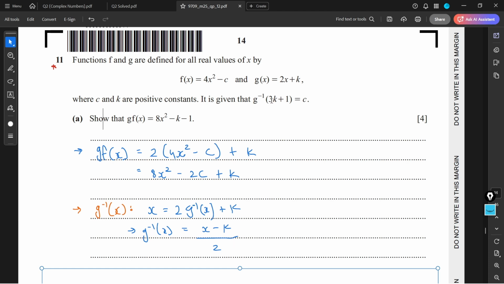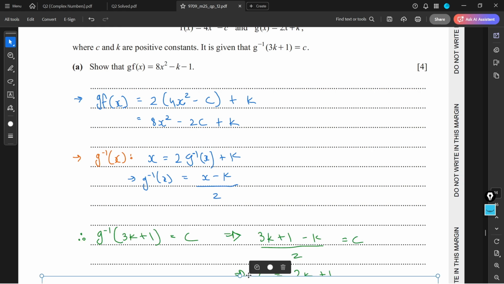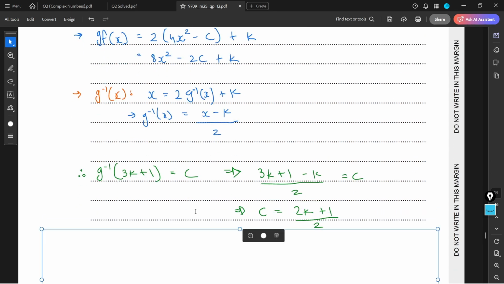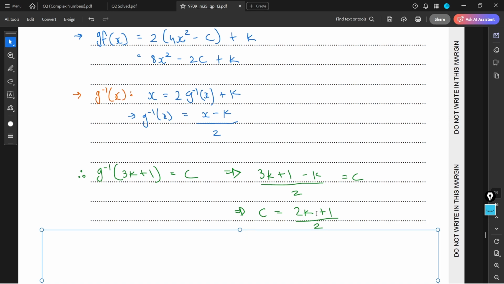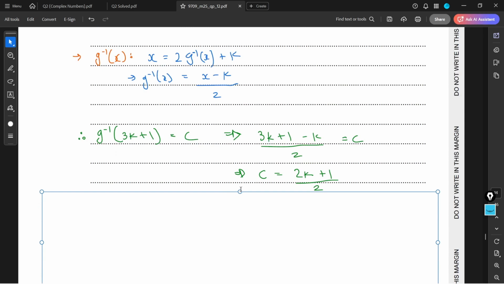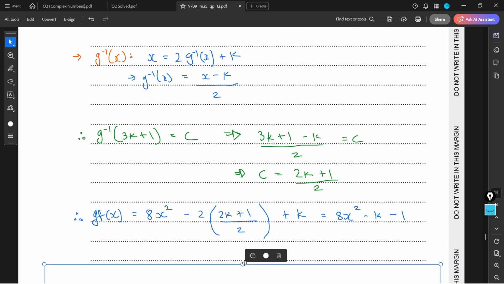And now because I know that I can pass the value of x as 3k plus 1 and I can then equate that value to c, I'm going to get a new equation of c just in terms of k, as you can see over here. Now I'm going to take this c and put it over here and simplify this further. So if I can show it to you, I've already done that over here.